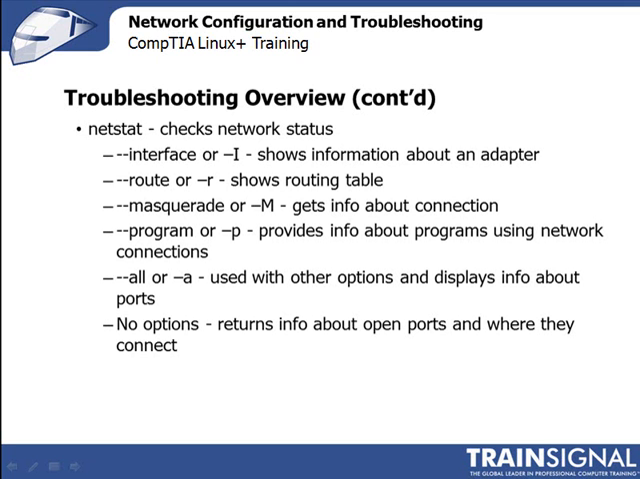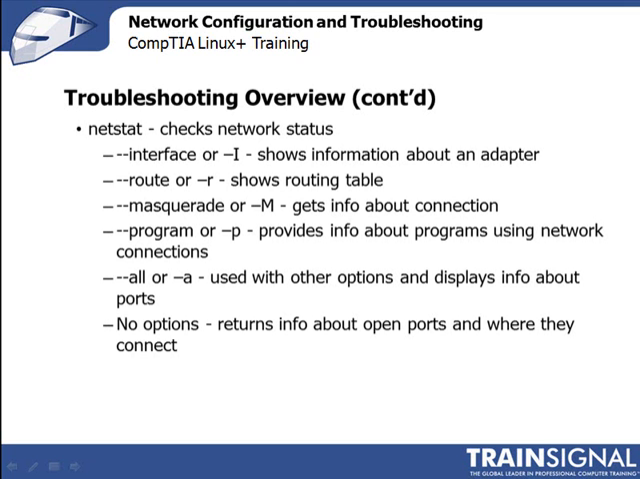The netstat command has several options. The first is --interface or -i, which shows information about the adapter, sort of like the ifconfig command. --route or -r shows the routing table, just like the route command would. --masquerade or -M will obtain information about the connection using NAT features. NAT features use the name IP masquerading. This is useful for networks with limited numbers of IPs. Next we have --program or -p, which gives you information about programs using network connections.